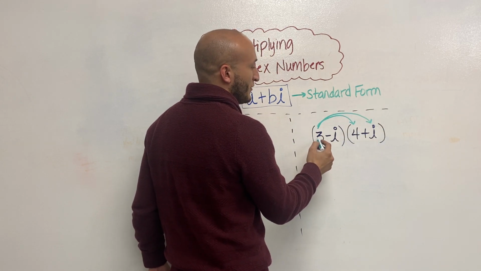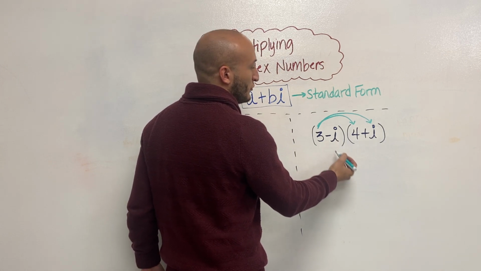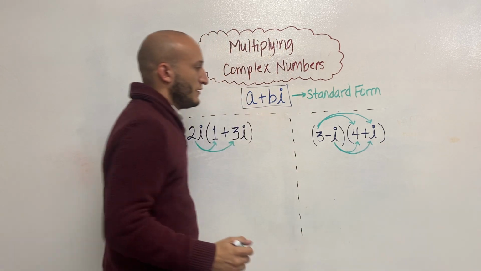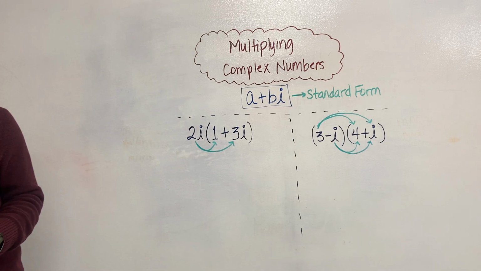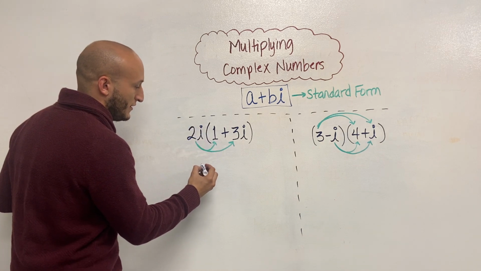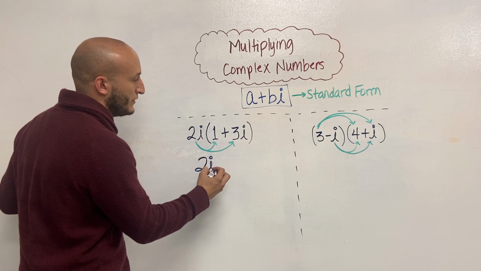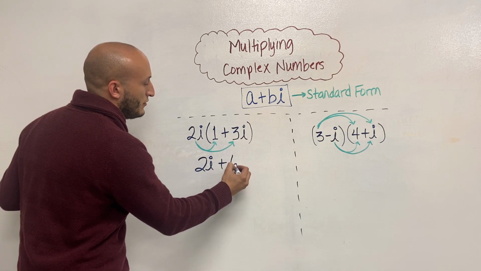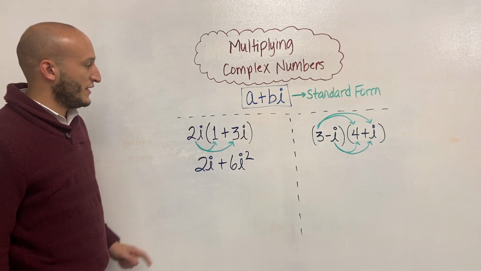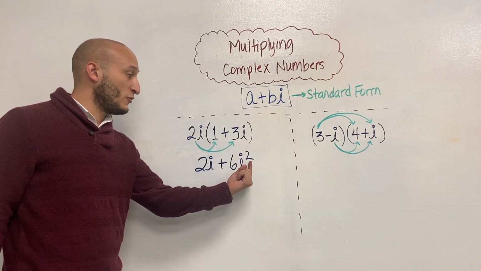Okay, so 3 is going to be multiplied to both terms, and the second term on the first one will be multiplied to both terms. Okay. So starting with this one, 2i times 1 is 2i. 2i times a positive 3i would be a positive 6i squared. Okay, I have an i times another i. So that will be i squared.